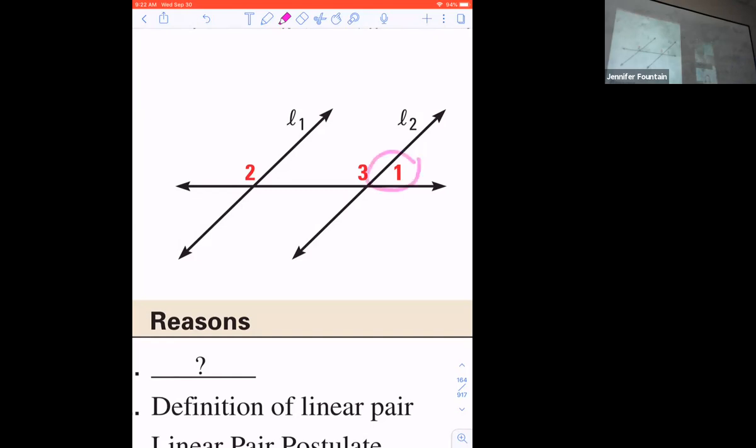So if angle 1 and angle 2 are supplementary, what do I know about angle 3 and angle 2? They are consecutive interior. They're going to be corresponding, so they're going to be congruent. They're going to be equal to each other. So if 1 and 2 are supplementary, then that means 1 and 3 are also supplementary because they're a linear pair. Okay, so thinking through all those things.